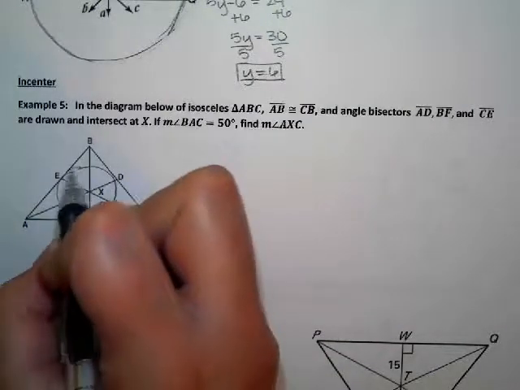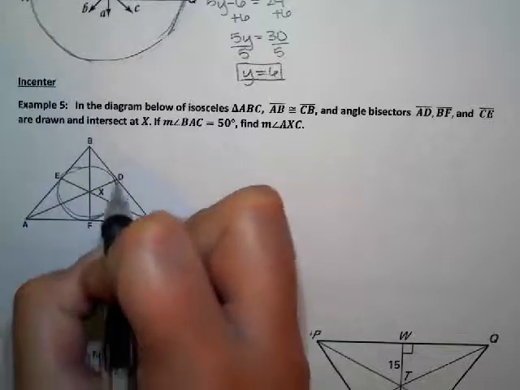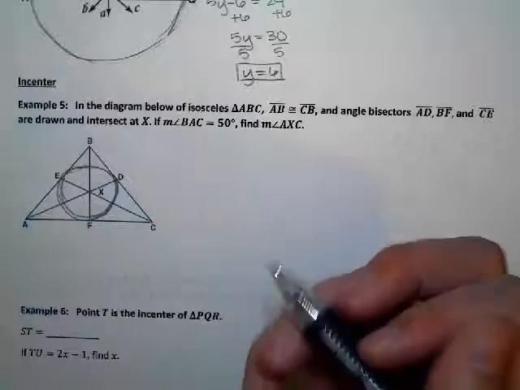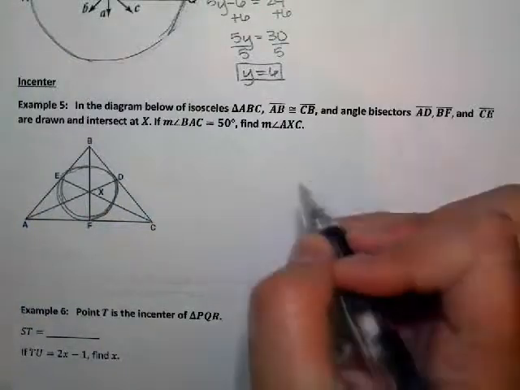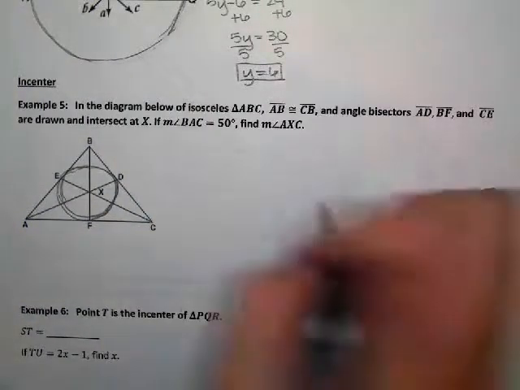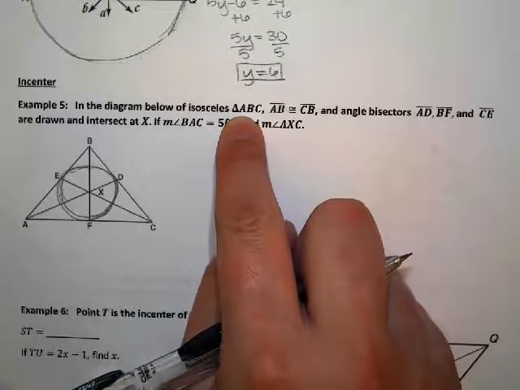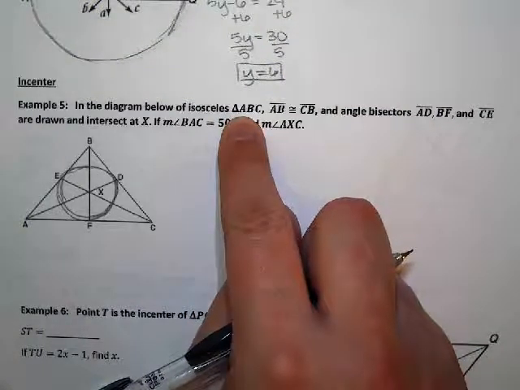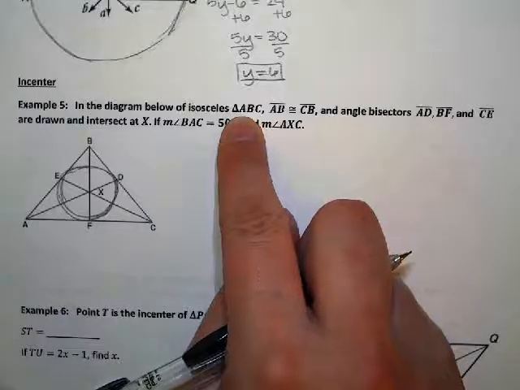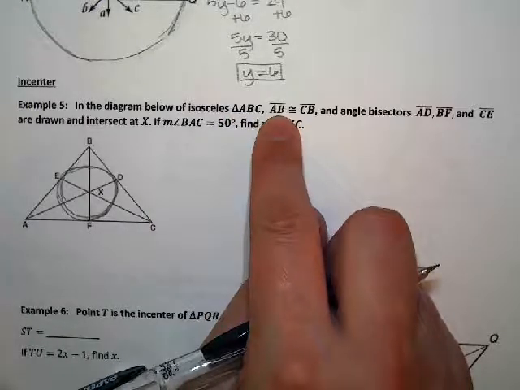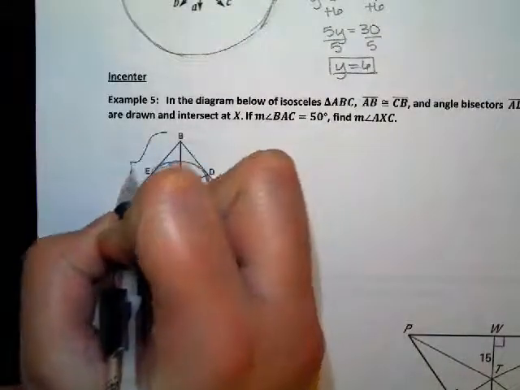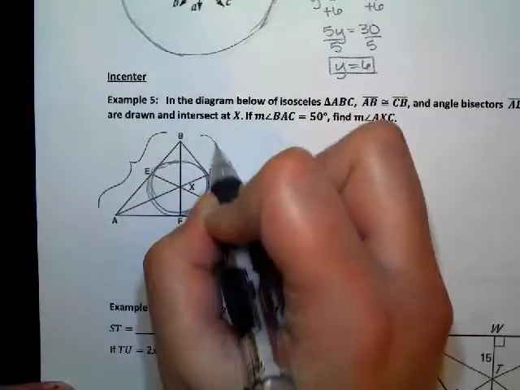All right, in the diagram below, oh, it's an isosceles triangle. Anyone remember what isosceles means? Yeah, two sides are the same, one side is not. Okay. AB and CB are congruent. Hey guys, AB and CB are congruent. These two sides, they're congruent.